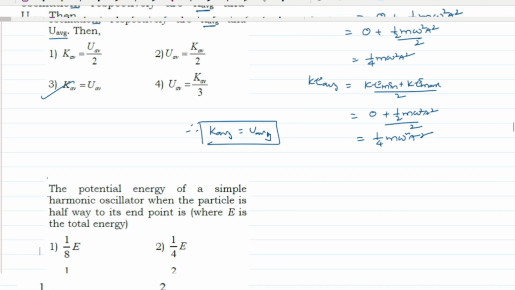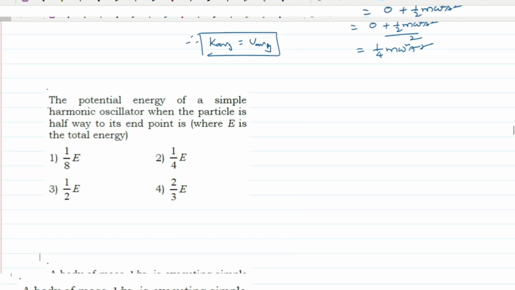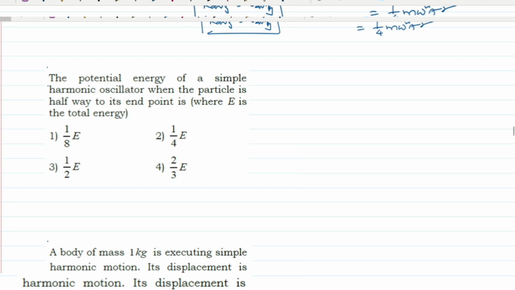Let us see the next question. The next question says the potential energy of the particle, a simple harmonic oscillator, when the particle is halfway to its end point, they are asking. The potential energy of the simple harmonic oscillator when the particle is halfway to its end point is, where E is the total energy. Potential energy you need to calculate.